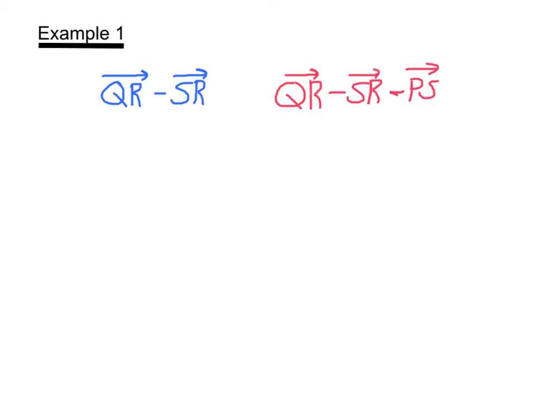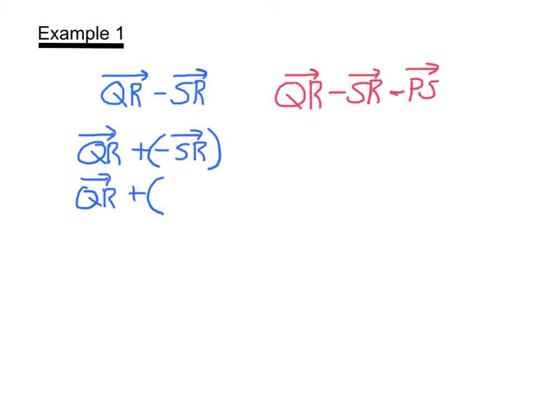So let's take a look at a few examples. Here I have a couple of expressions that involve the subtraction of vectors. In the first example, I have vector QR minus SR. Now again, this is exactly addition, except I'm adding the negative of what's being subtracted. So here I have QR plus the negative of vector SR. But the negative of vector SR is the vector RS.